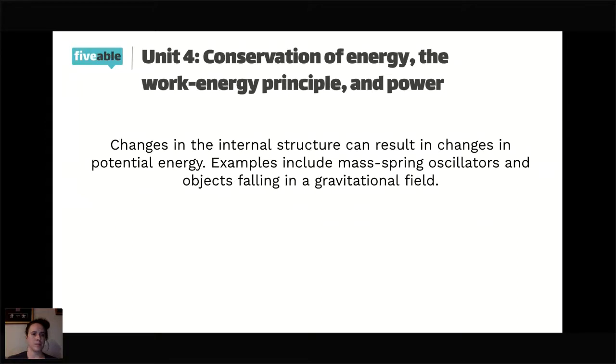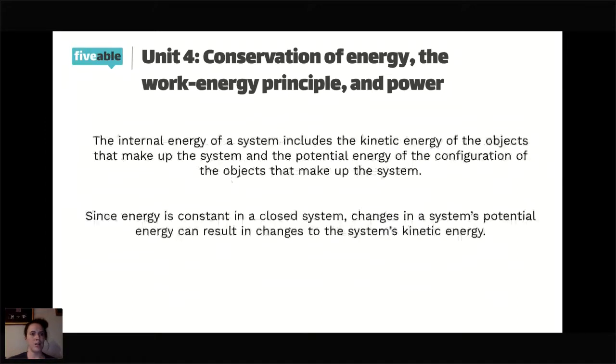All right. And the internal energy of a system includes the kinetic energy of the objects that make up the system and the potential energy of whatever objects are making up the system. So your total energy is your kinetic plus all your different potentials. And since energy is constant in a closed system, any changes in the system's potential energy result in changes to kinetic energy. So in your closed system, your total energy is conserved.